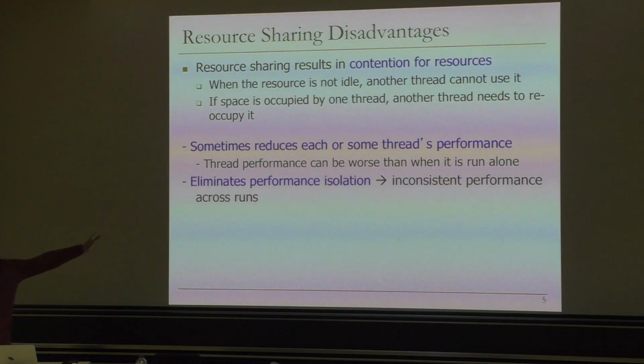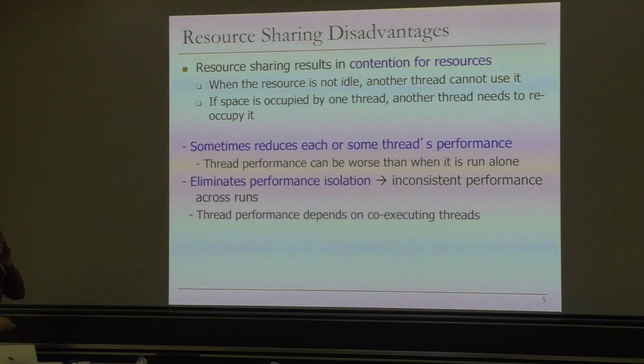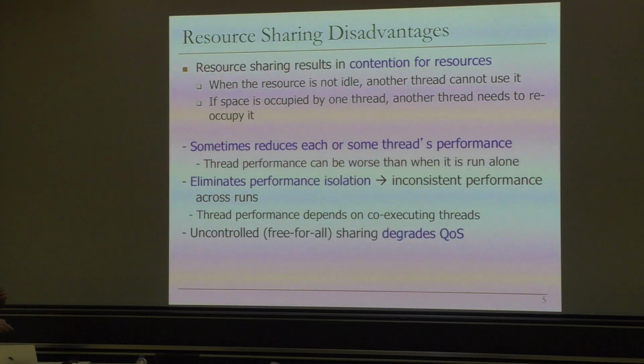Performance optimization becomes hard, for example. You optimize your program, you work very hard, and in the end, whatever you do is useless because some other thread is going to destroy all of your cache locality, right? That's why resource sharing could be really bad in those cases, right? Basically, thread performance depends on co-executing threads. And if you have uncontrolled, free-for-all sharing, this degrades quality of service, clearly also performance isolation as well.